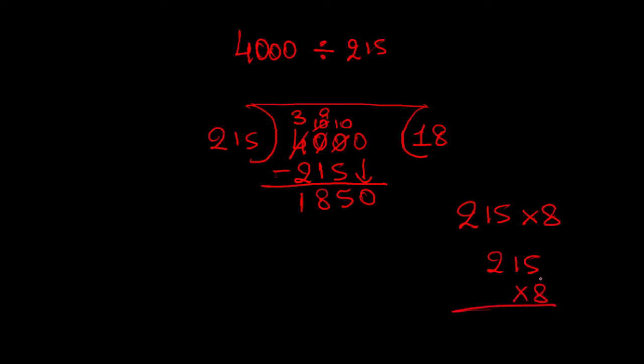Now 8 5s are 40. So 4 carry over and 0 below. And 8 1s are 8 plus 4 is 12. So 1 carry over and 2 below. And 8 2s are 16 plus 1 is 17. So 17 will come here. So totally we got 1720.